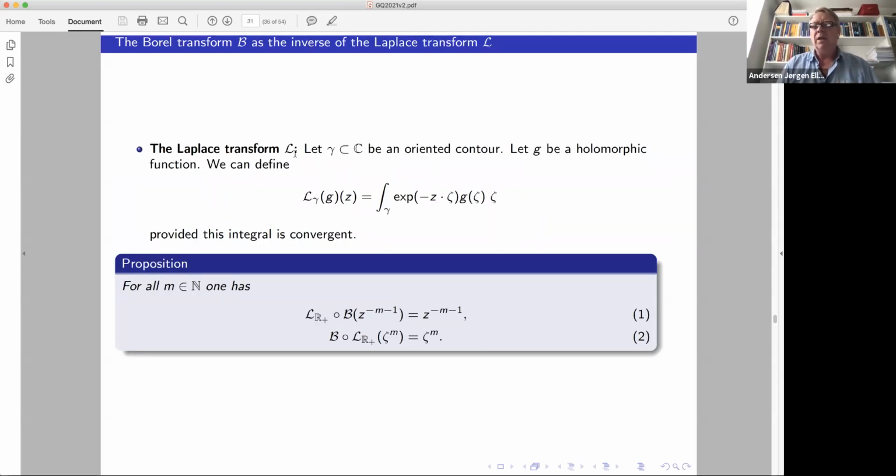The point is that if you consider the Laplace transform, so if you look at some contour gamma in the complex plane, and you have a holomorphic function G, then we might attempt to define L gamma of G to be the contour integral along gamma of e to the minus z zeta, G of zeta, d zeta. If this is a convergent integral, we can define this function this way. This is certainly possible for pure powers because of the fast decay you have here. If you look at the real positive line, you get a very nice thing, namely that this Laplace transform is a formal inverse to the Borel transform, which was a formal transform on series.